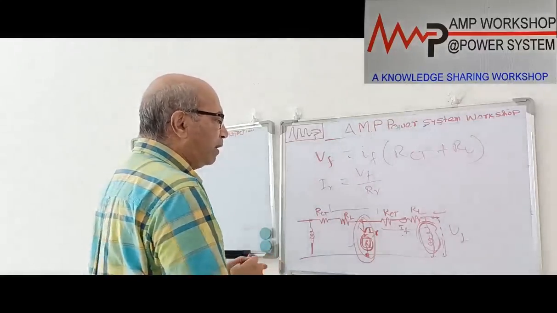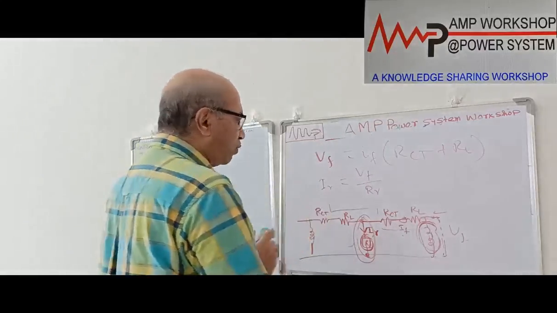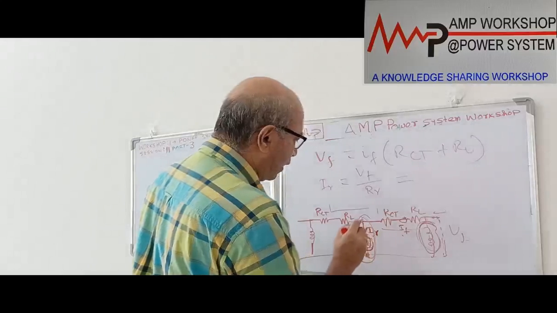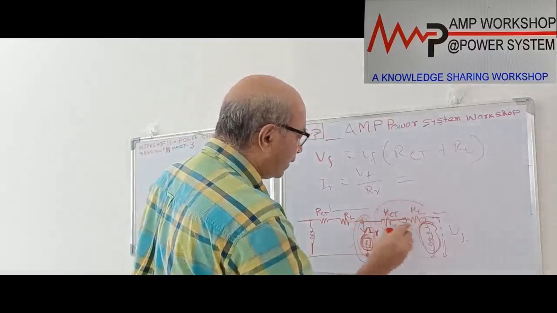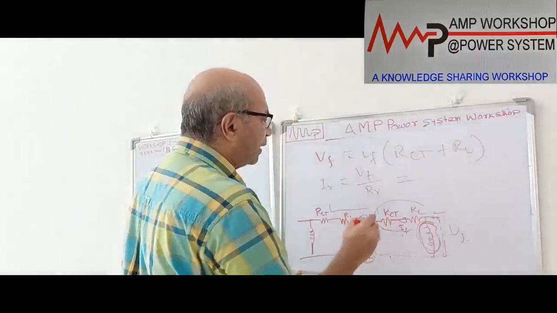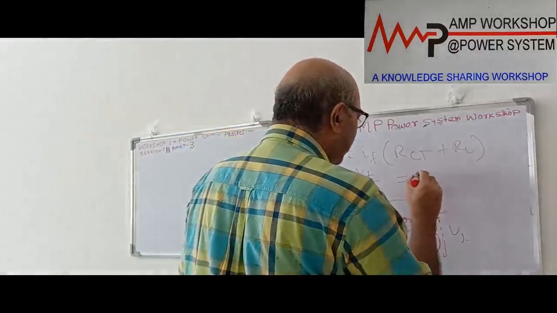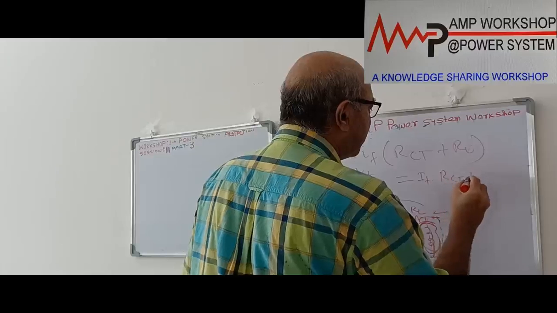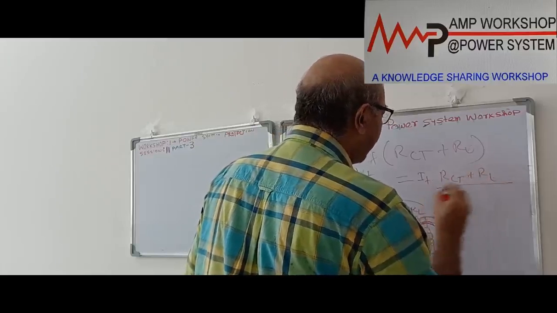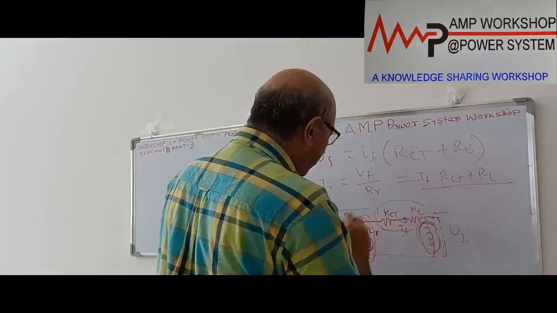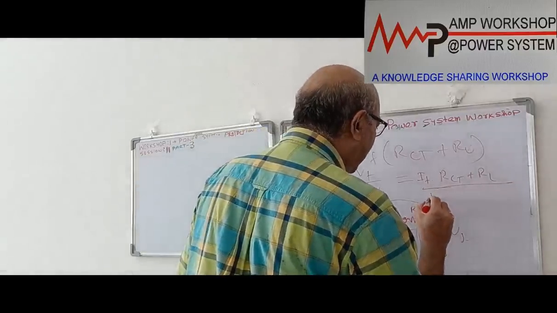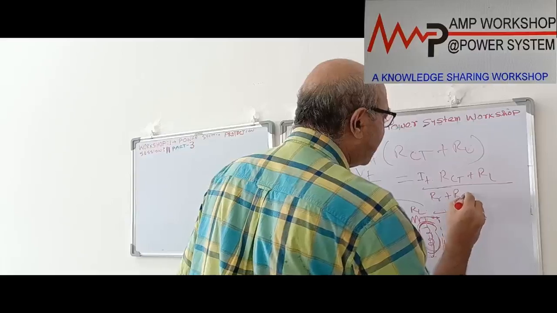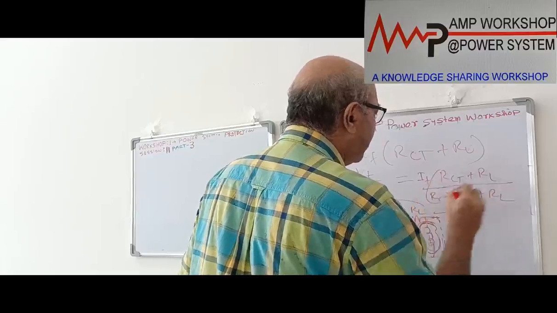Or otherwise, if you want to write this in terms of total current, the relay current can also be written as, these are two parallel paths. Now when this is coming over here, this RL plus RCT is in parallel to this. So in the parallel path, the relay current can also be written as total current IF into the opposite path resistance, meaning RCT plus RL, divided by the total resistance, that is the relay resistance RR plus RCT plus RL. That is the equation for the relay current.